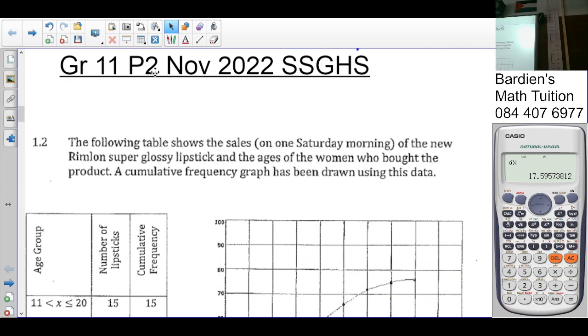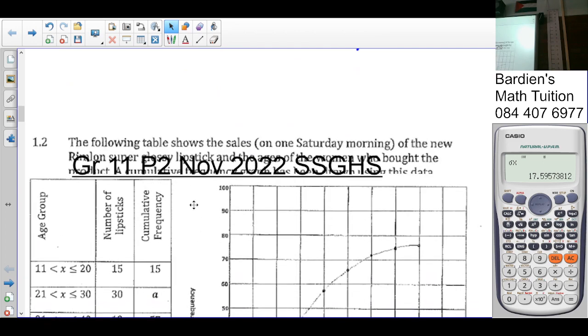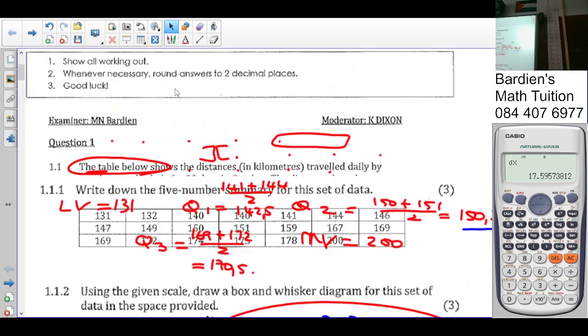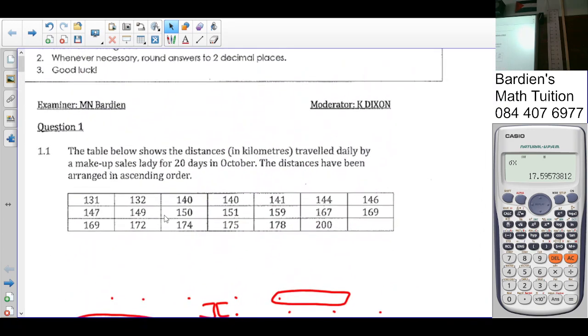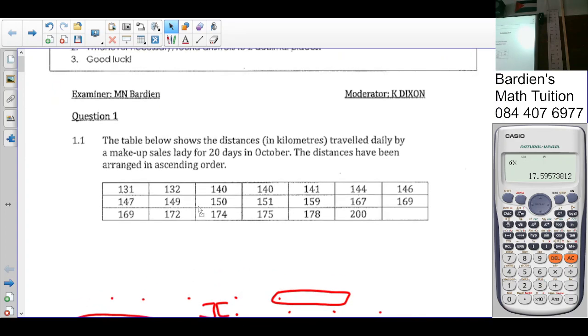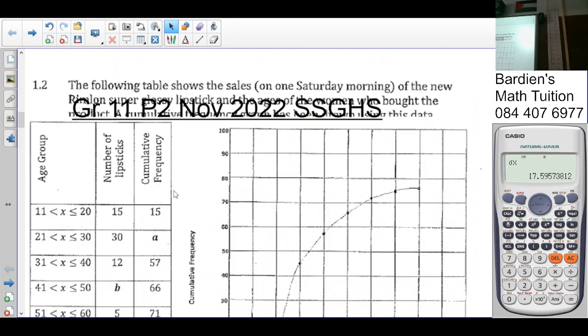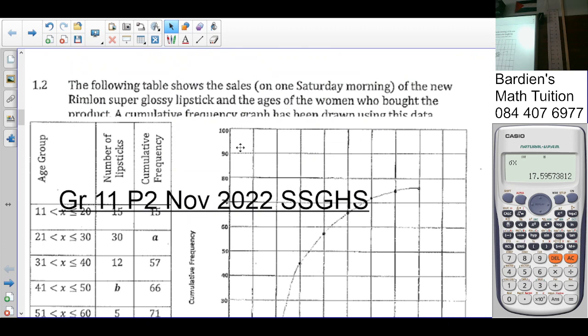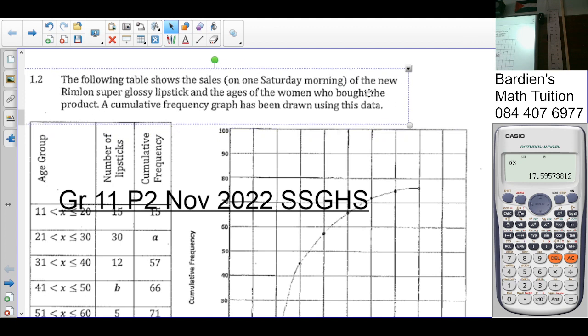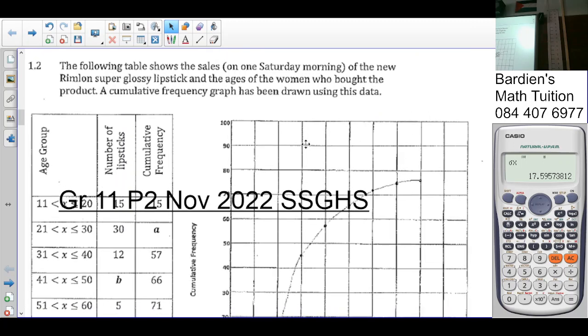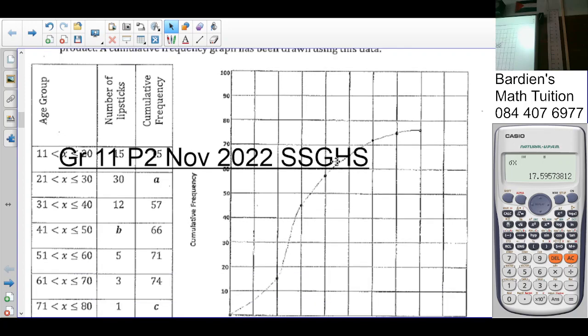Okay. Question 1.2. Just take this back up here. Question 1.2, we are told the following table shows the sales on one Sunday morning of the new Revlon Super Glossy Lipstick and the ages of the women who bought the product. The cumulative frequency graph has been drawn using this data. Okay.